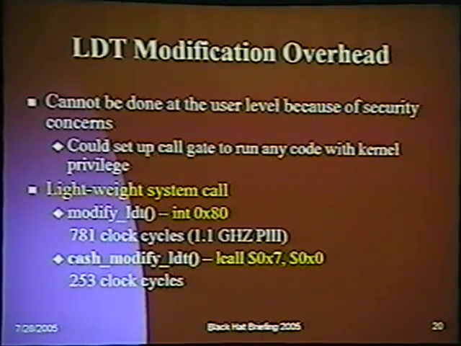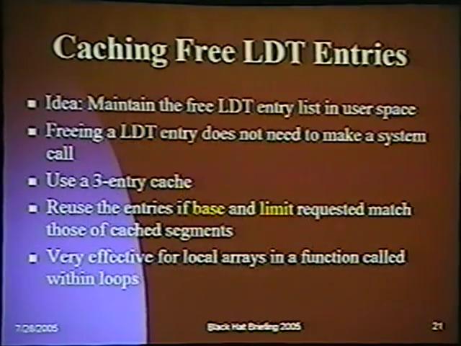So then we said, okay, maybe I can try to make the system call as fast as possible. Linux actually provides a generic system call for you to modify an LDT entry. In this case, it takes probably something like 781 clock cycles. So we try to reduce it, reduce unnecessary checks and so on, and use a call gate to set up the system call. It reduces the number to 253 clock cycles, still pretty high. So it turns out this is kind of important, so we actually have to do something else. That something else is about caching.